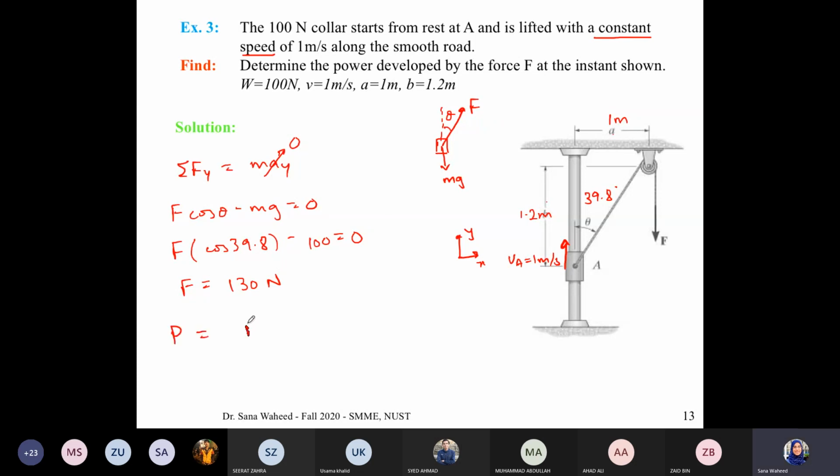130. So the power is F dot V. Now noting that F, it's just got one component in the direction of velocity. So we do need the vector dot product. That's going to be the magnitude of F, the magnitude of V, cos of the angle between them. So that's 100 only, I didn't even need to find that theta, I'm sorry. So that would just be 100 times 1, which equals 100 watt.